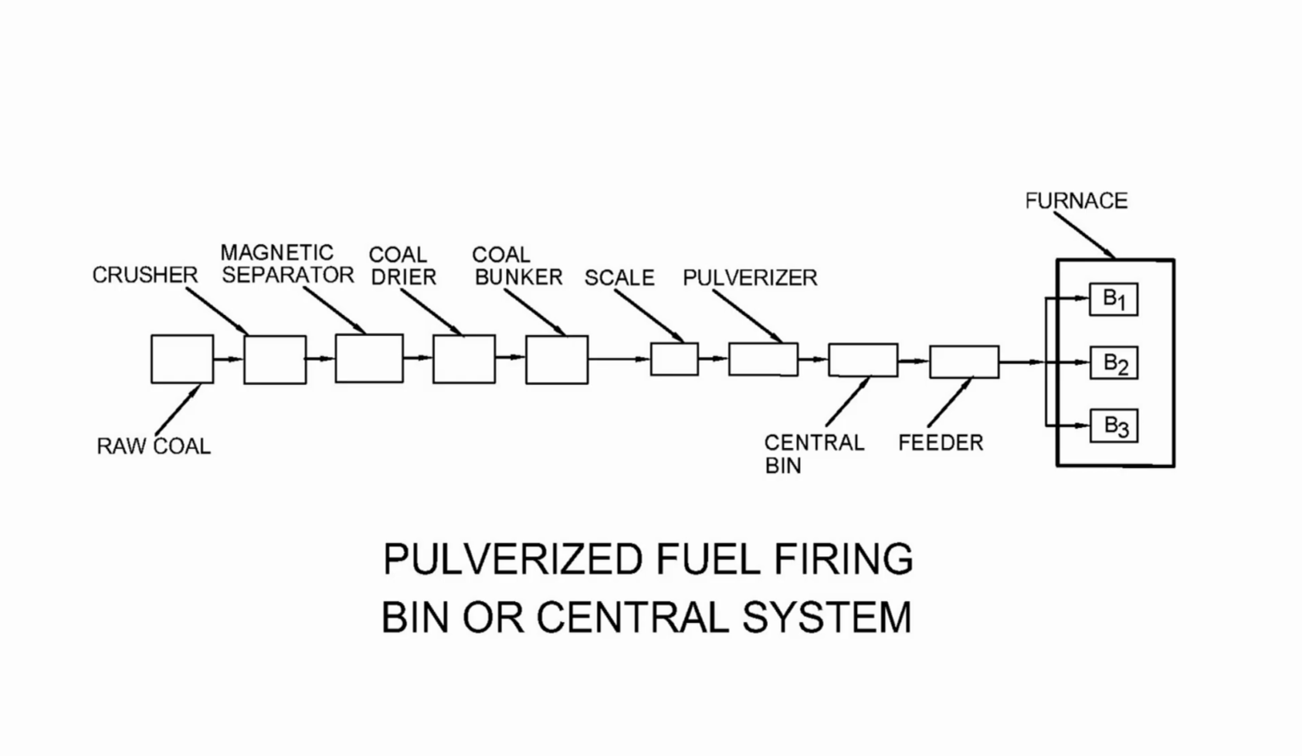Next, there is central bin that accommodates processed pulverized coal. This coal is then fed to feeder as shown. From feeder, it is fed to burners B1, B2 and B3.